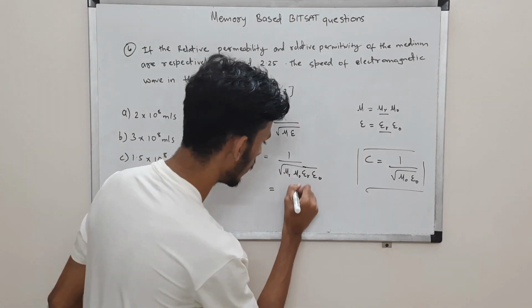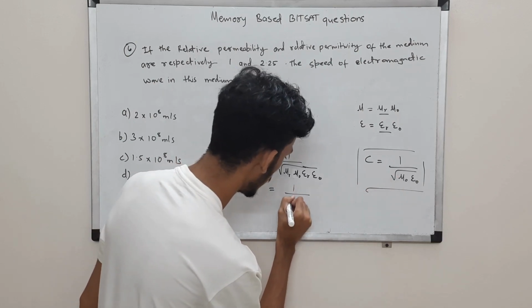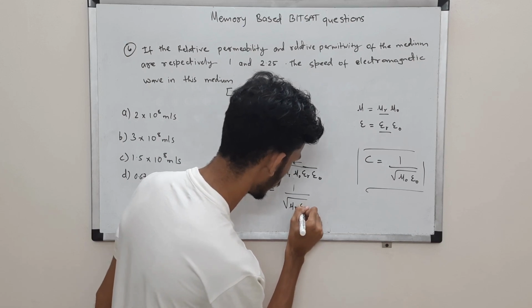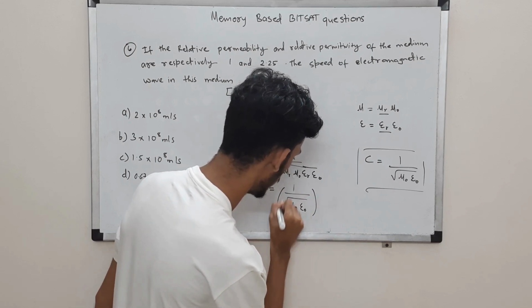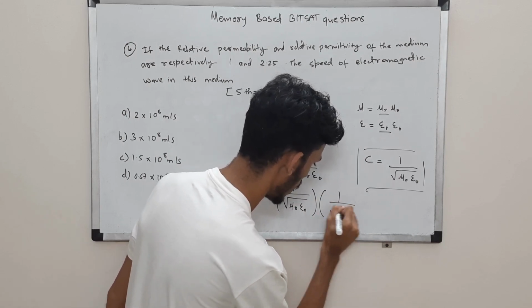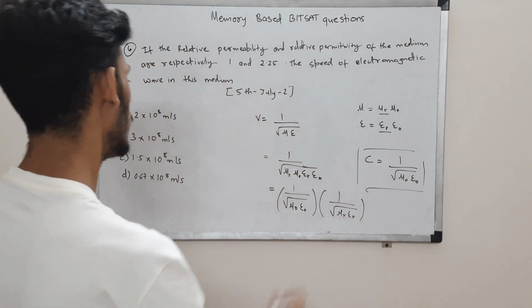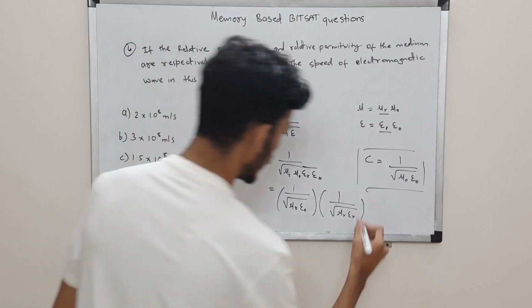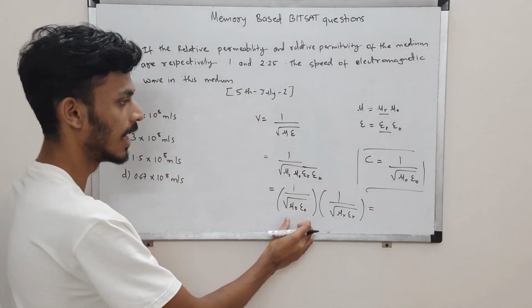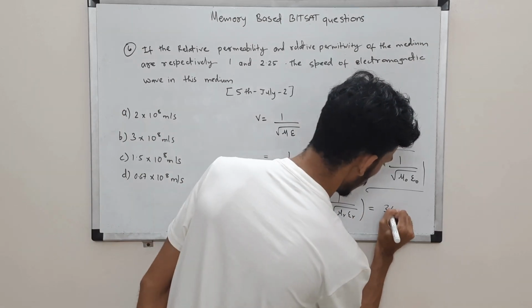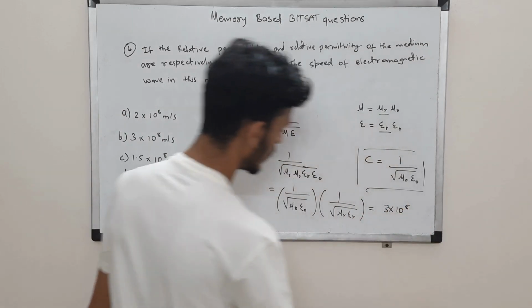Here we'll separate out the terms accordingly. We'll separate out this mu naught into epsilon naught, and in the other bracket we'll keep mu r times epsilon r. These are the relative permittivity and permeability. Now this we directly know to be equal to the speed of light, so this is nothing but 3 into 10 to the power 8 meters per second.